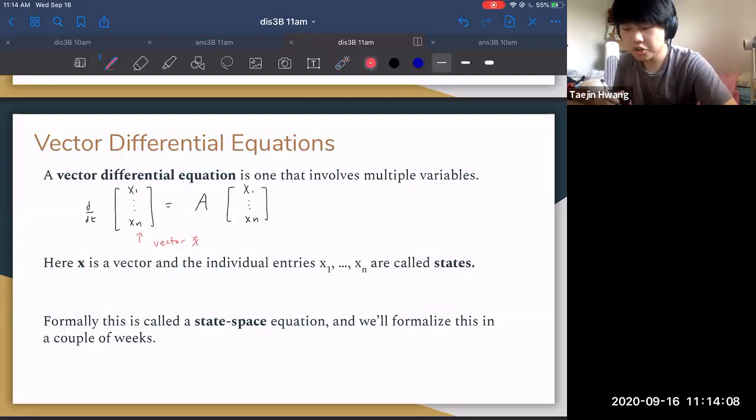And formally, this is called a state space equation, but we're not going to be talking about state space for a bit.